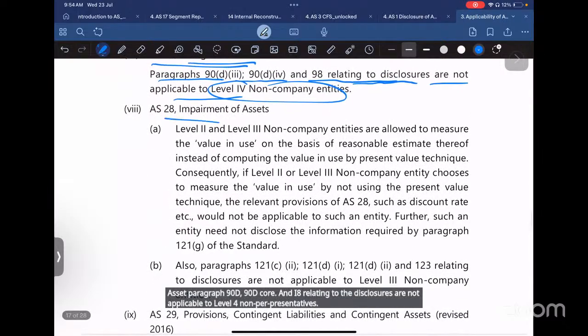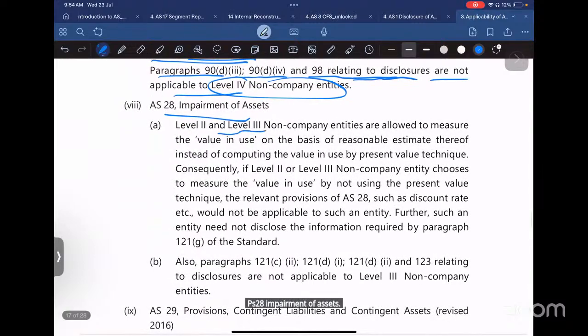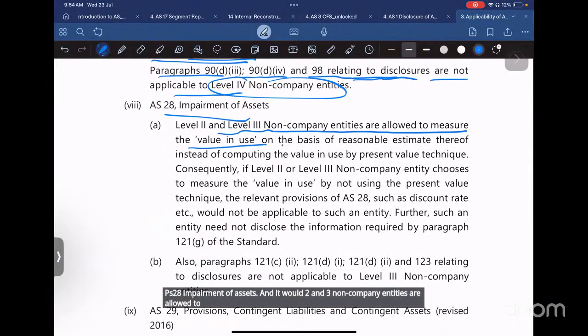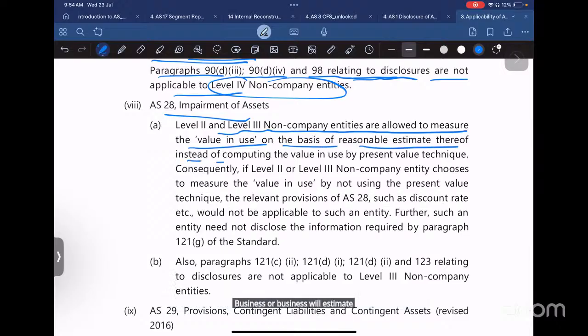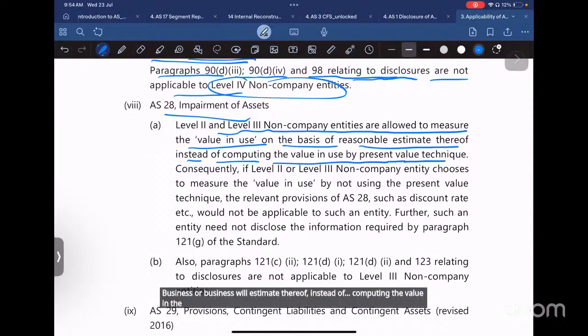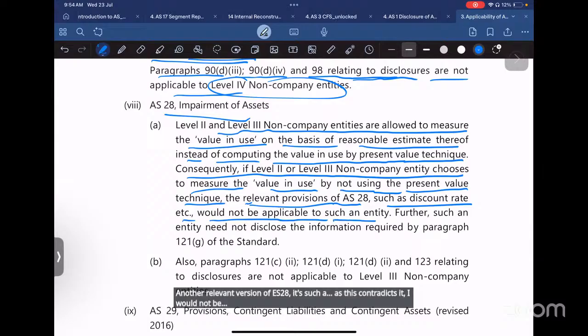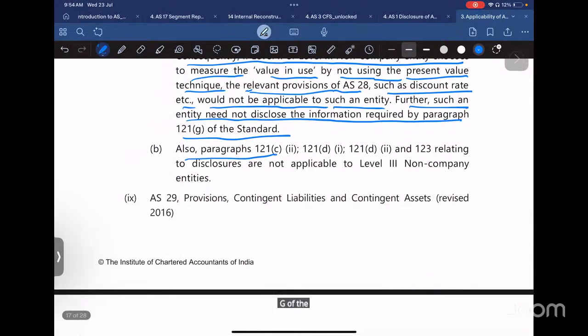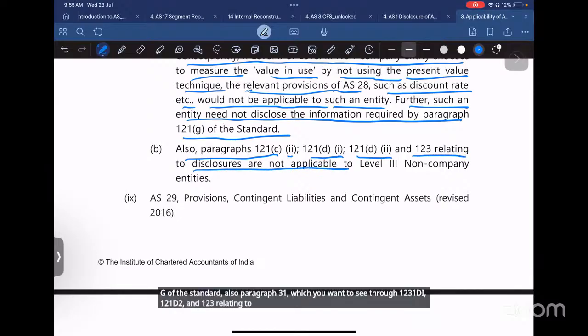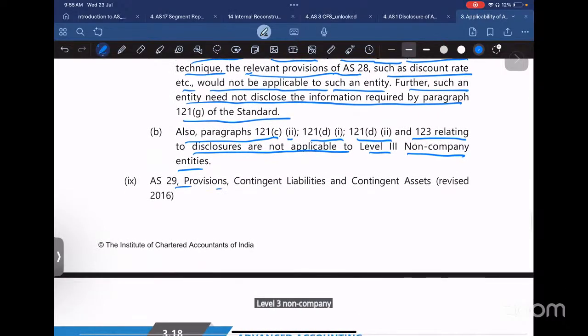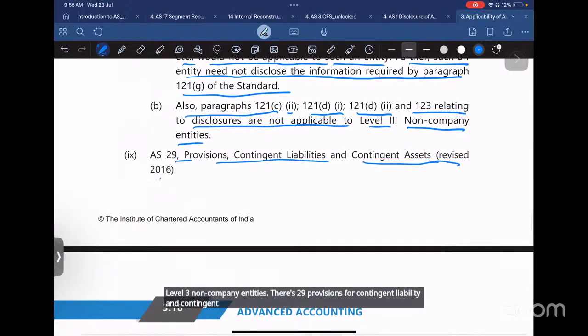AS 28, Impairment of Assets: Level 2 and 3 non-company entities are allowed to measure the value in use on the basis of a reasonable estimate thereof instead of computing the value in use by the present value technique. Consequently, if a Level 2 or Level 3 non-company entity chooses to measure the value in use without using the present value technique, other relevant provisions of AS 28, such as the discount rate, would not be applicable to such an entity. Further, such an entity needs to disclose the information required by paragraph 121(g) of the standard. Also, paragraphs 121(c)(2), 121(d)(1), 121(d)(2), and 123 relating to the disclosures are not applicable to Level 3 non-company entities.